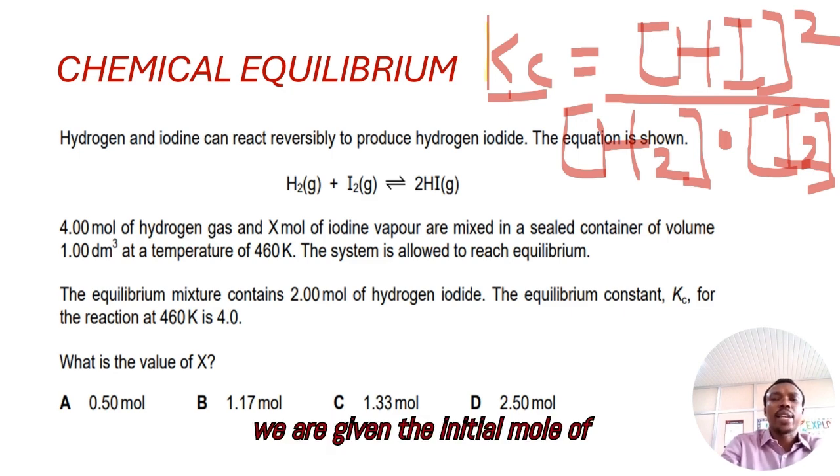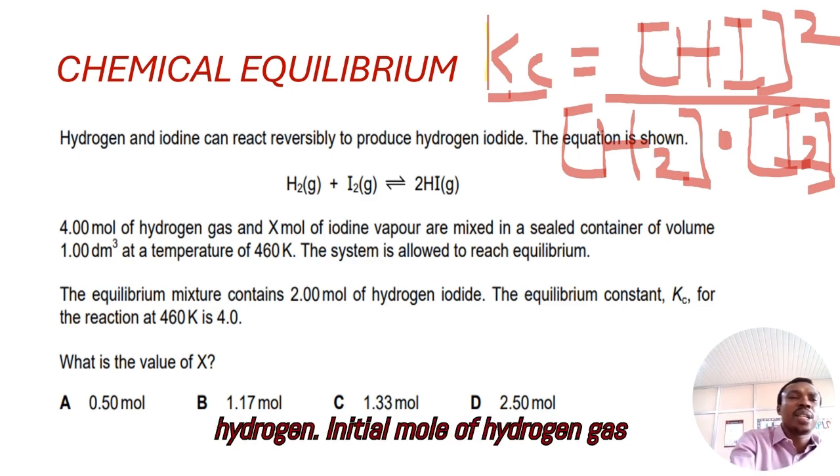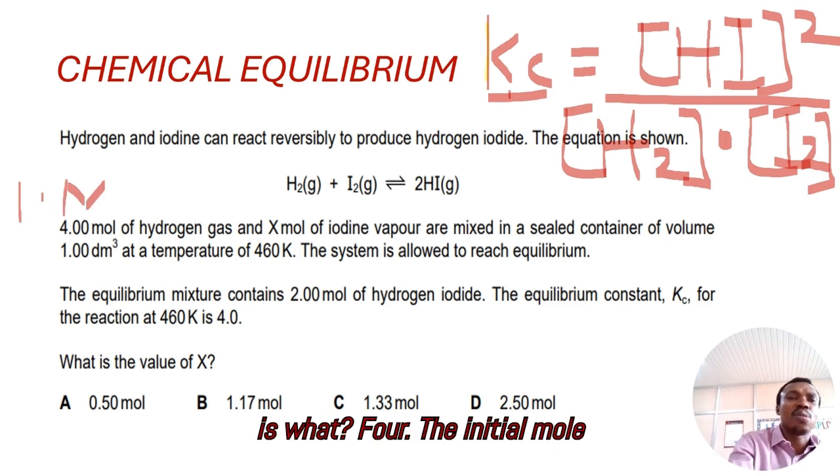We are given the initial mole of hydrogen. The initial mole of hydrogen gas is 4.